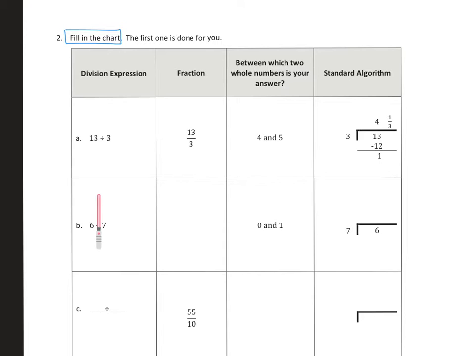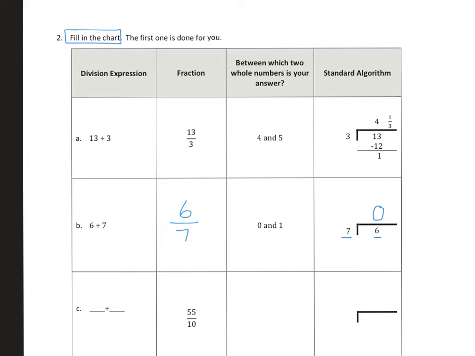So let's go ahead and do B, 6 divided by 7. Well, as a fraction, we should know that's going to be 6 over 7. And 6 over 7 is not bigger than 1, so they tell us it's between 0 and 1 whole. This fraction is very close to 1 whole. Now let's go ahead and do our division over here. We've got 6 divided by 7. If you count by 7s, can you get up to 6 without going over? No, you can't. So we're going to put a 0.